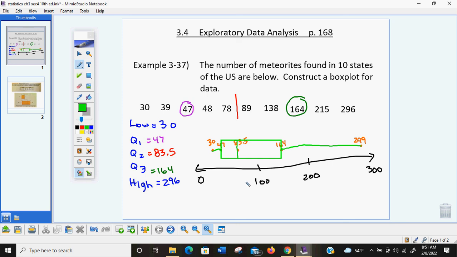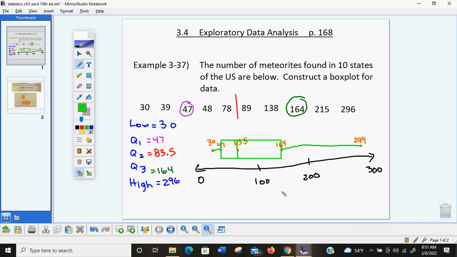In a box plot, here's what your percentages should be. 25% of your data should be in each whisker. So this should represent 25% of your data. This should represent 25% of your data. 50% of your data should be within this box, if everything works out correctly. So 25% here, 25% here, and then 50% in the box.